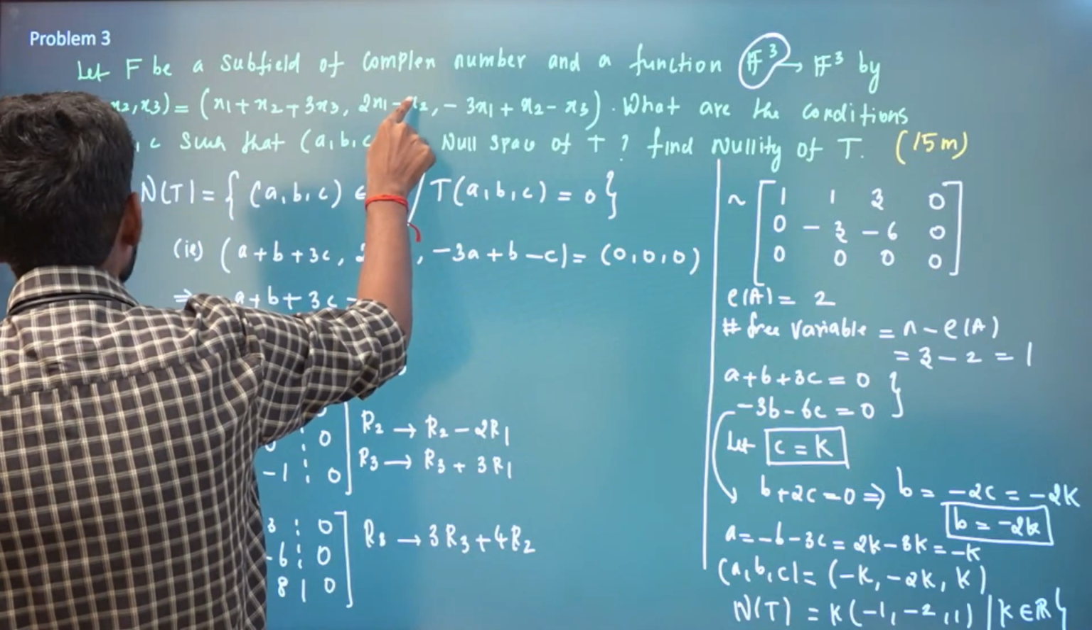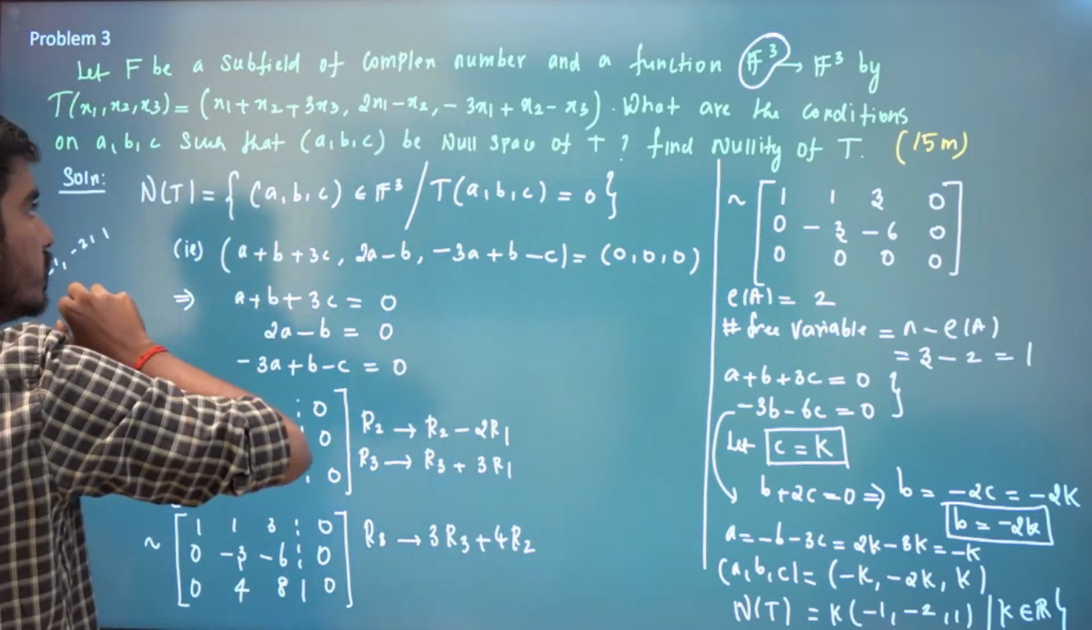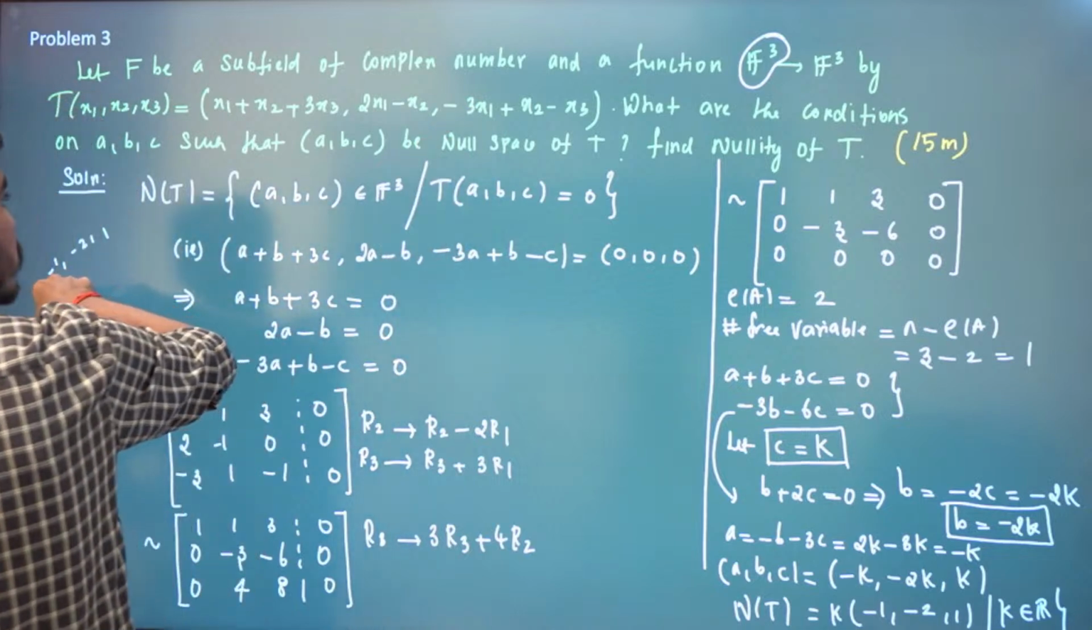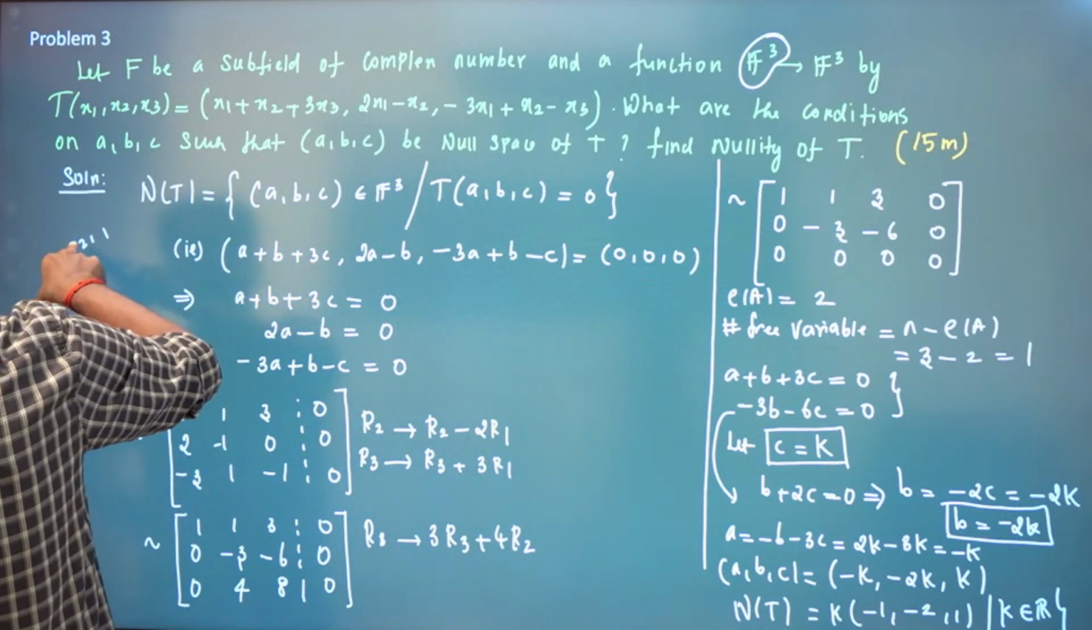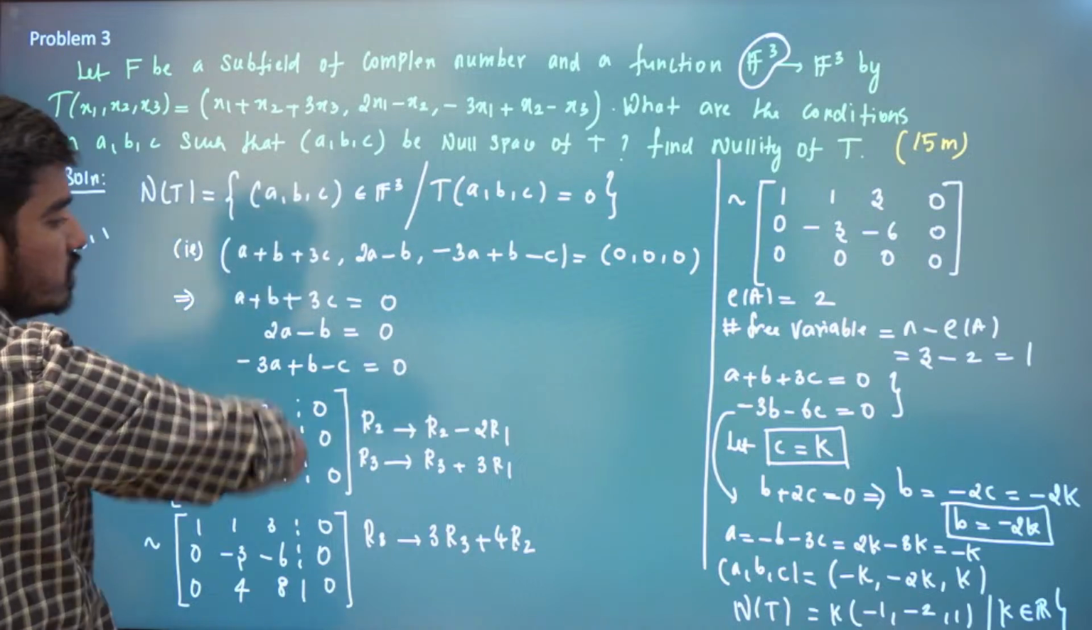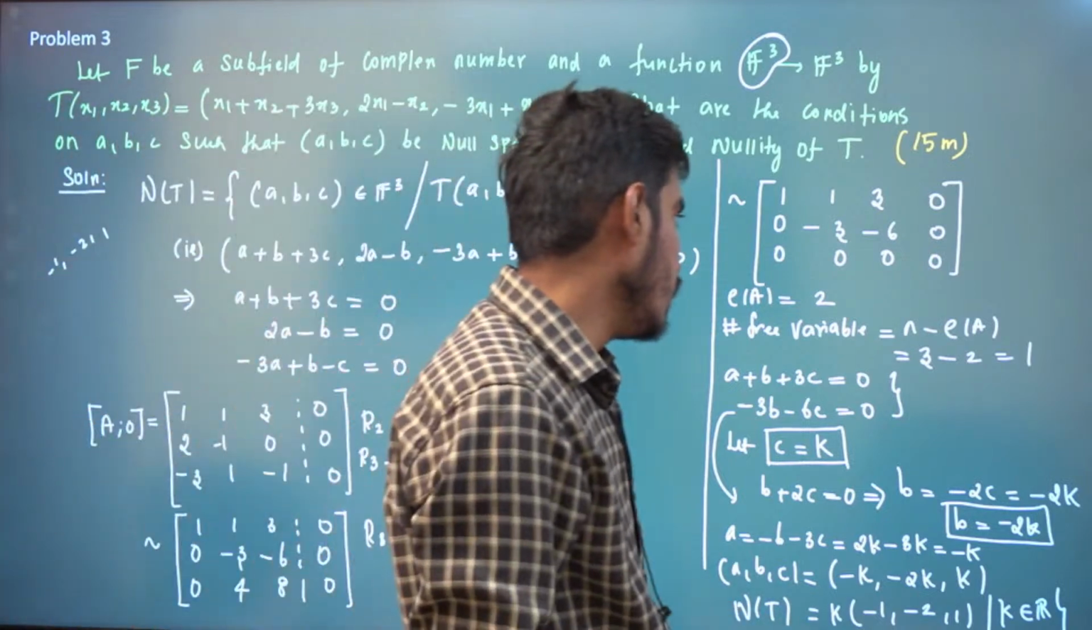Minus 2 minus x2, so minus 2 plus 2, 0. Minus 3 times x1, it will be plus 3. Plus 3, 1. 1 minus 1, 0. Yes, so this will be your null space of T.